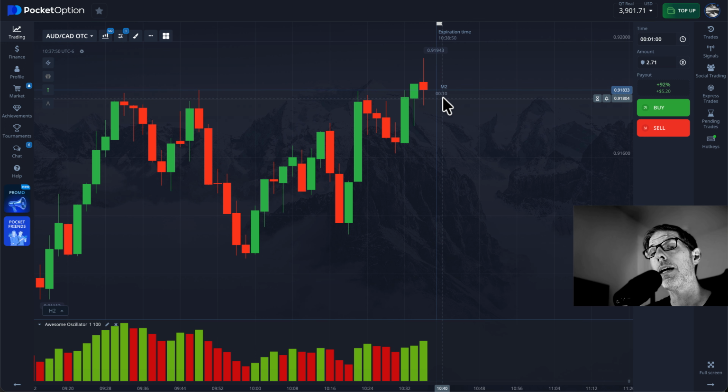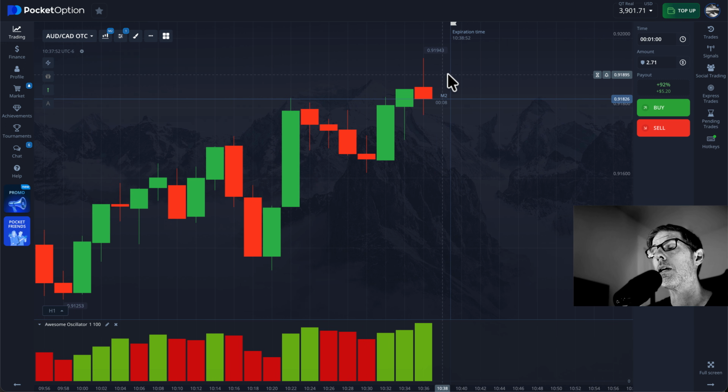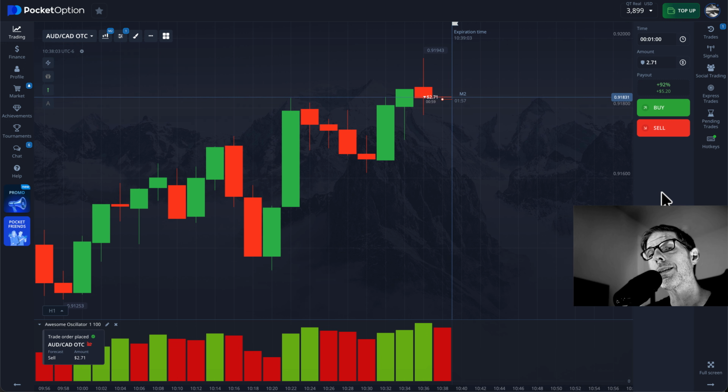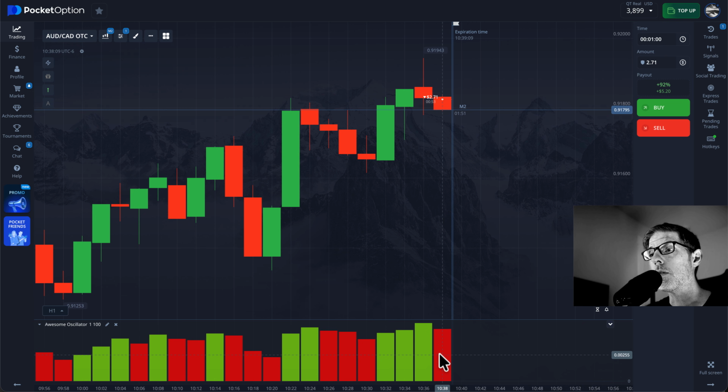We've got 10 more seconds before a new 2-minute candle. So let's prepare, guys. Here we go. Doesn't matter what color of the candle is, but it does matter what the color of the bar is down here. Okay. So that's something to pay close attention to.